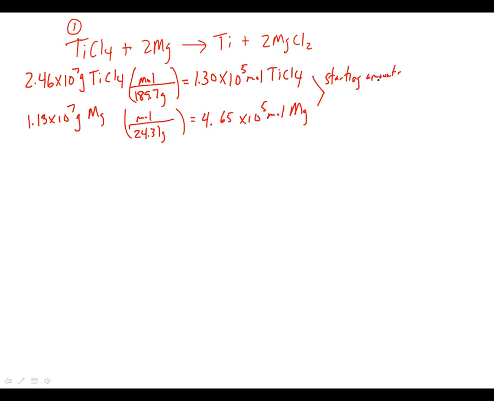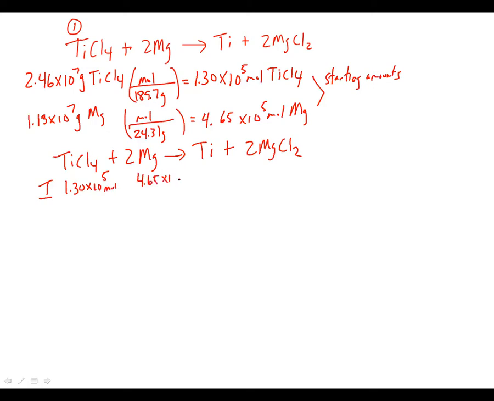So if we're going to do our ICE table approach, and we'll see how we did there: TiCl4 plus our magnesium goes to our Ti plus our 2 MgCl2. Initially, we would put our moles in for each of these, which is 1.3 times 10 to the 5 moles. This one is 4.65 times 10 to the 5 moles. And again, we could assume 0 of each of these.